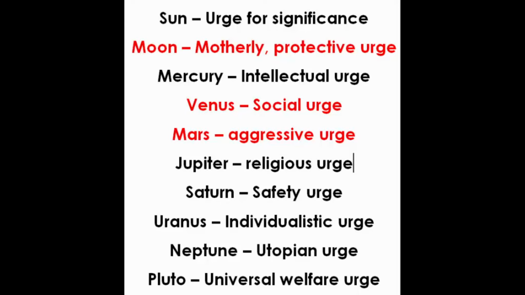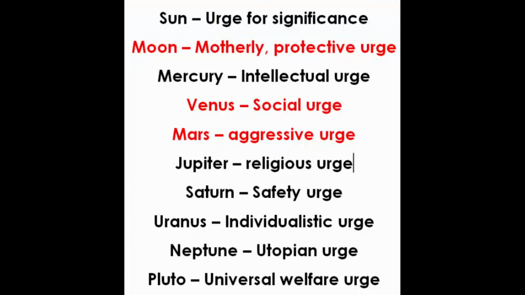Venus is the social urge, when you are tired of being alone and you want to relate to someone else, maybe one person, maybe a group. That's Venus, the social urge, trying to find expression. Wherever you have Venus in your chart, this is where you seek expression of your social urge, your urge to relate.